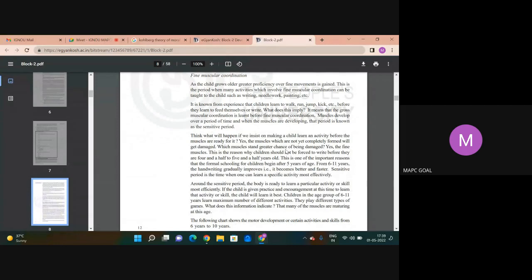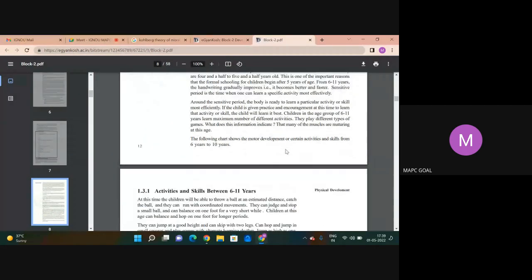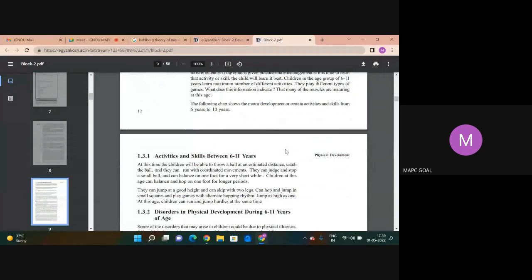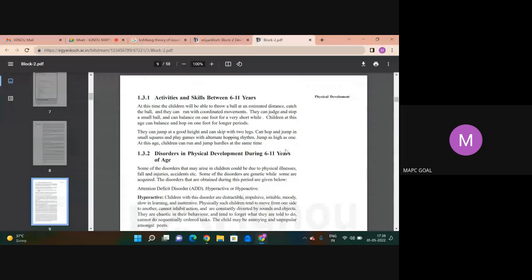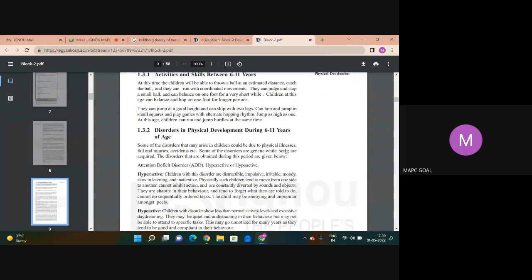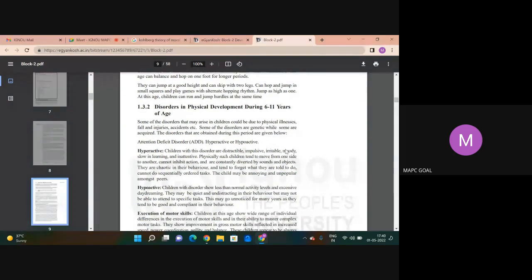Proper development should be done across different cultural settings also, that is what the researchers have talked about. Then activities and skills between 6 to 11 years: they should be able to balance, hop on one foot for longer periods, skip the rope, and play all those things. All this development they should complete by 11 years.